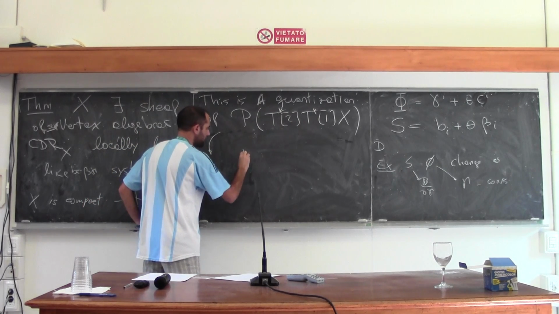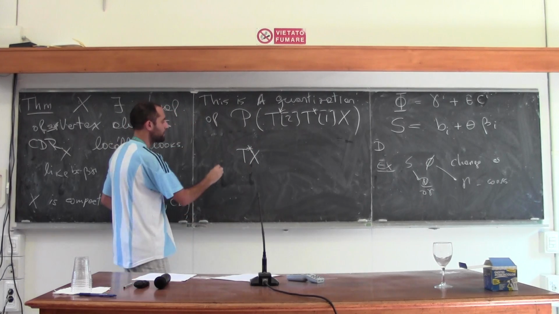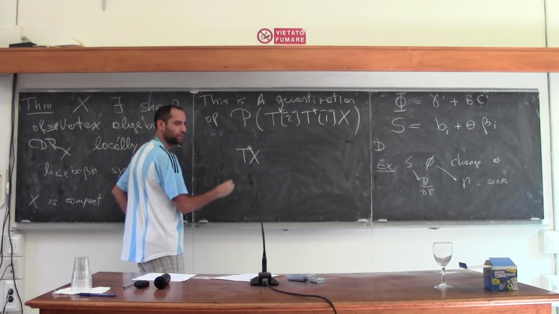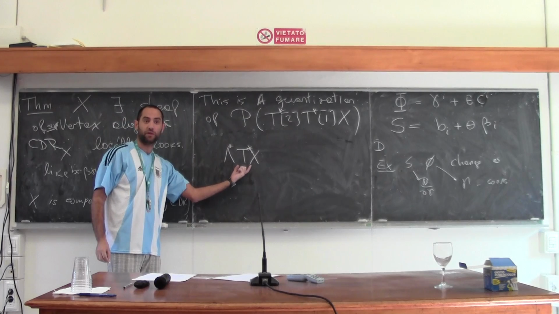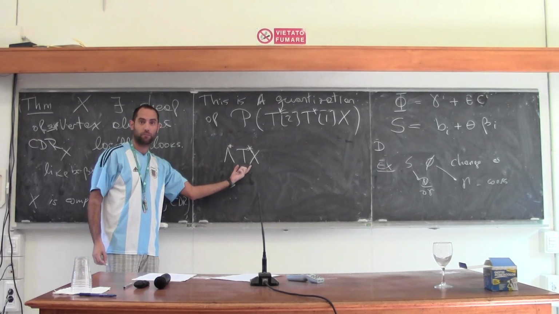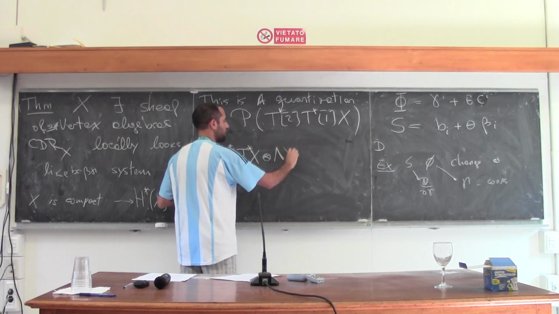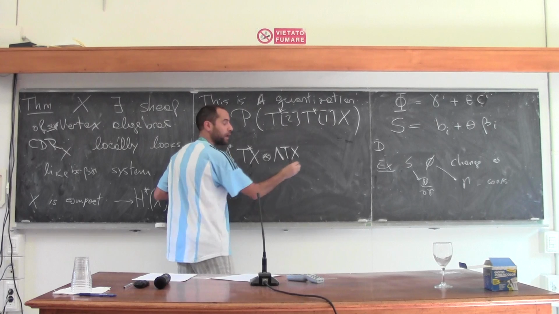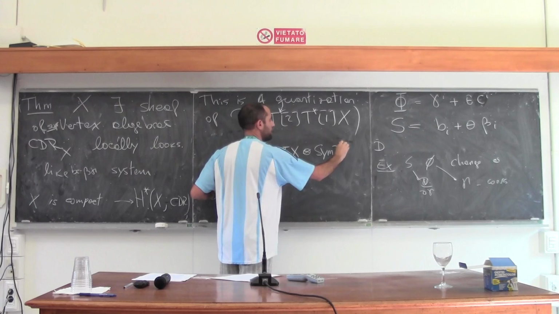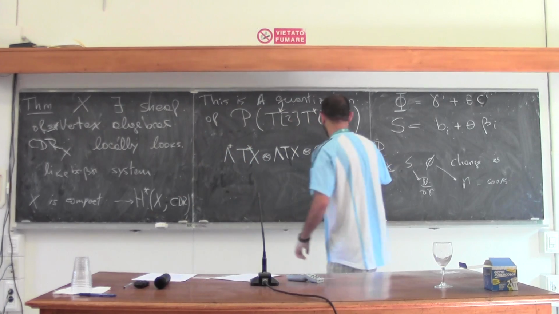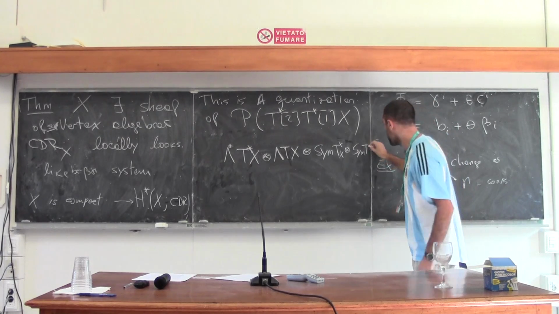And now take the... I'm going to use this notation, which I think is wrong, but it's not. So I'll take the wedge power of T star of X. These are the de Rham differential forms on X. And I'll take the tensor product with polyvector fields on X. And I'll take the tensor product with the symmetric algebra on T star of X, and the symmetric product with the symmetric algebra on T of X.